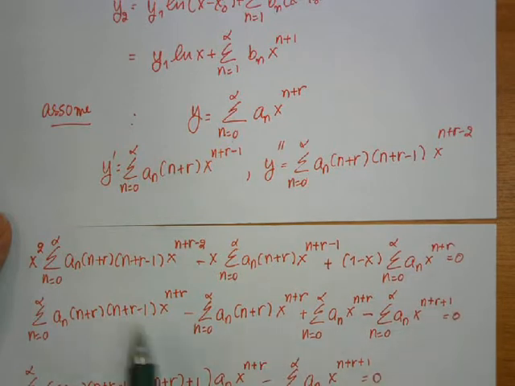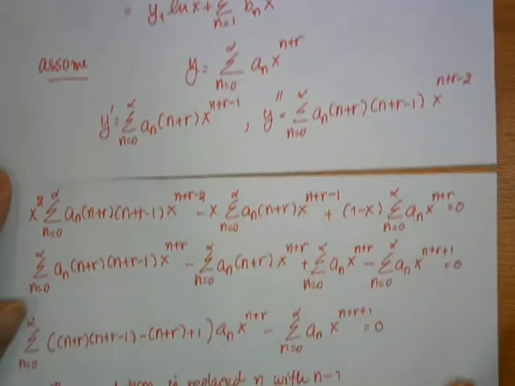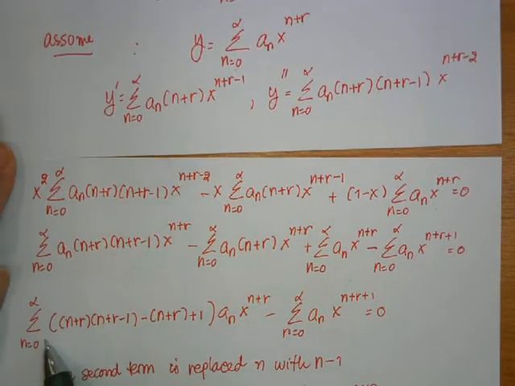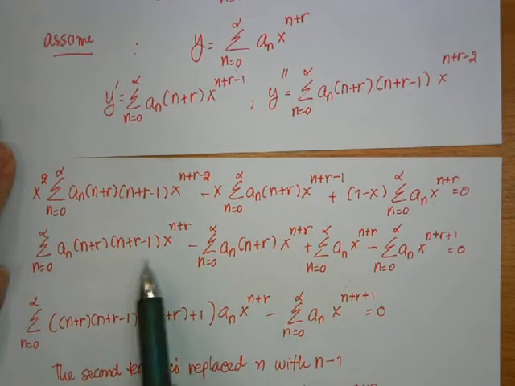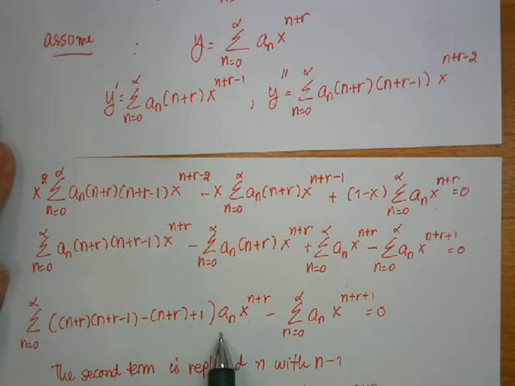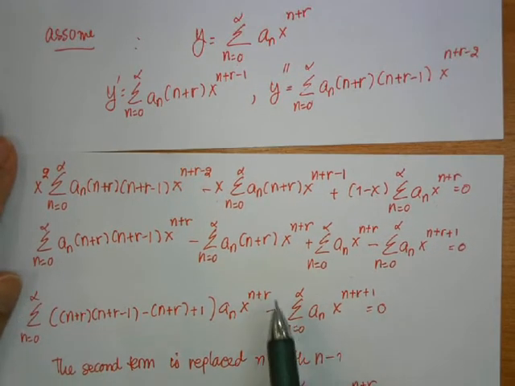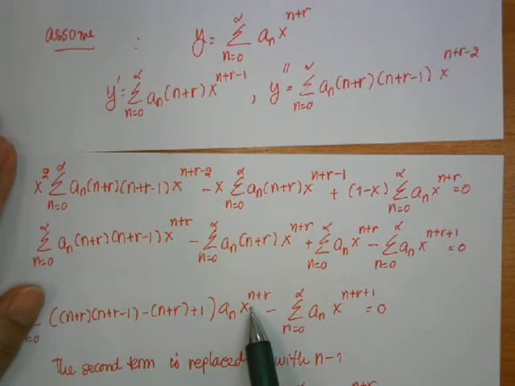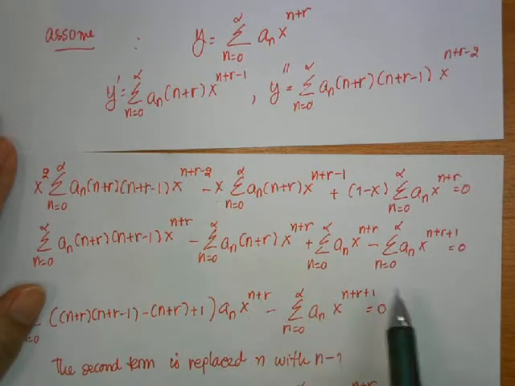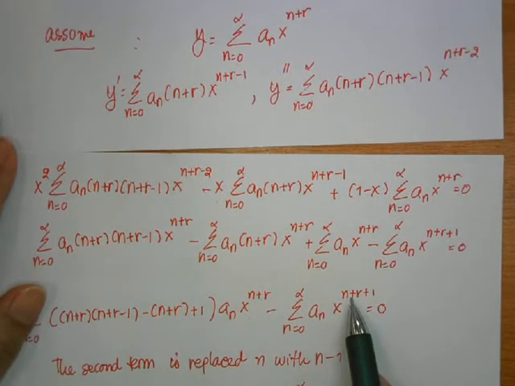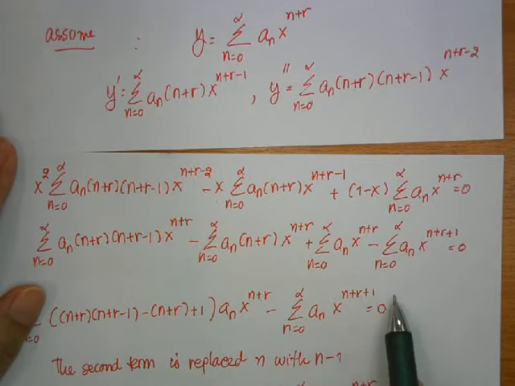Now, these three terms have the same power of x. You combine them together. So you would get this. After the combination of these three terms, you got only one big term here and that term there. Now, are you going to shift the index of x to the power n plus r to be n plus r plus 1, or you are going to shift the n plus r plus 1 to n plus r?